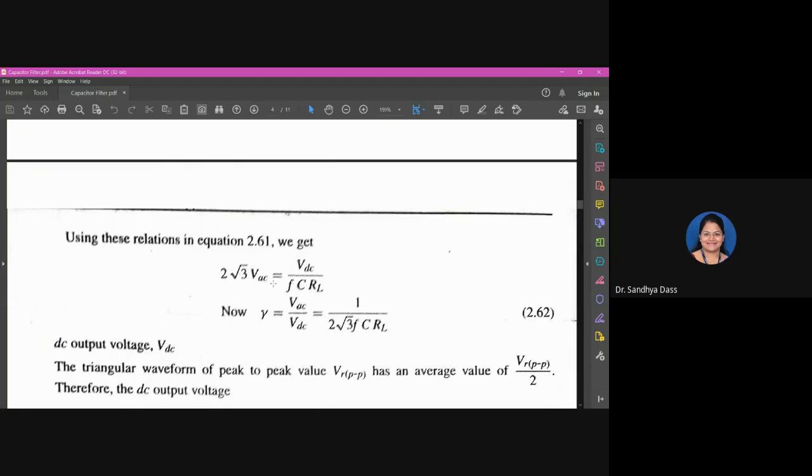So the ratio VAC by VDC is nothing but the ripple factor. All right. So that is given by the ripple factor in the presence of a capacitor filter for a half-wave rectifier. It is given by 1 by 2√3 F into C into RL. So this is the ripple factor for a half-wave rectifier with capacitor filter.